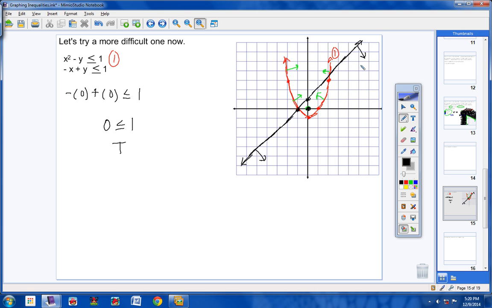Okay? So guys, it's pretty simple. The parabola is saying to shade on the inside, but we have to stay below the black line. So it's going to be this area right here. Right in there.